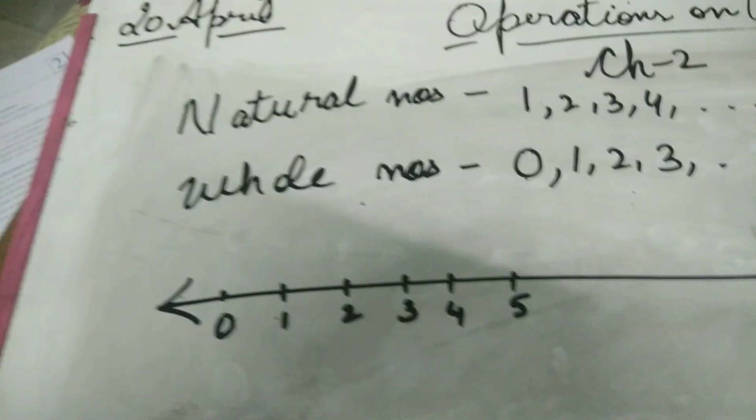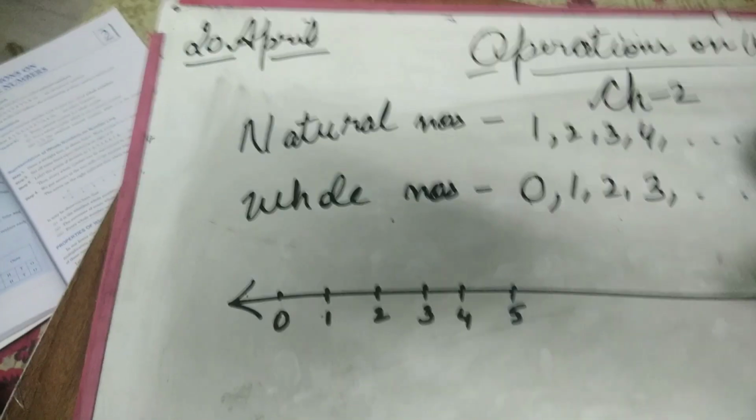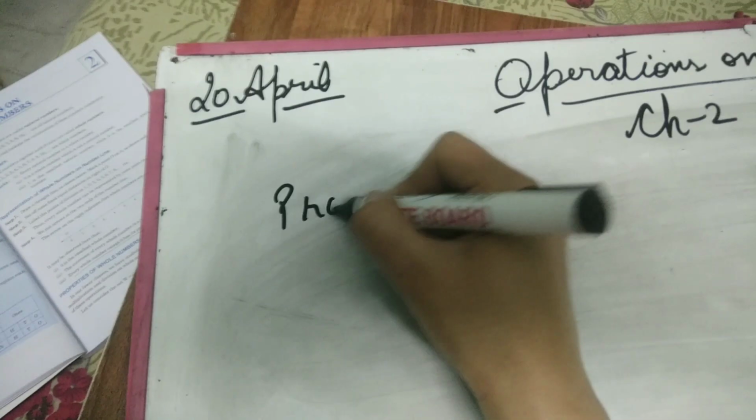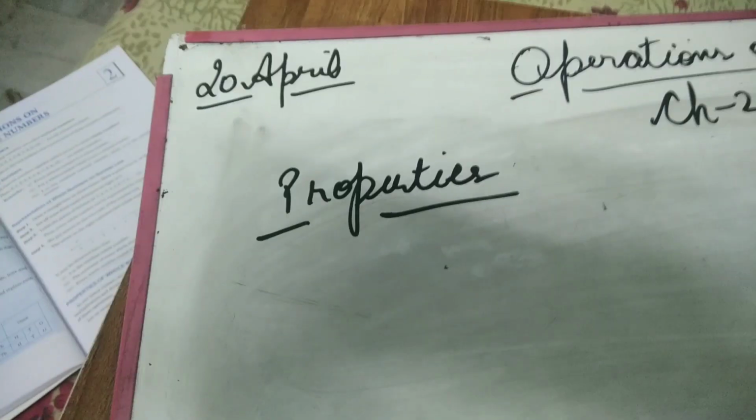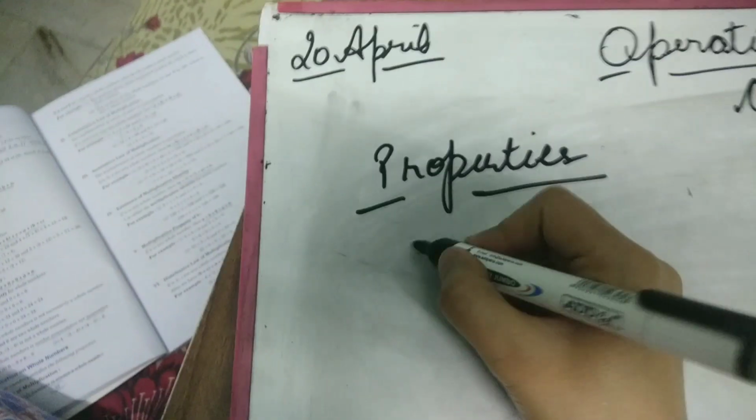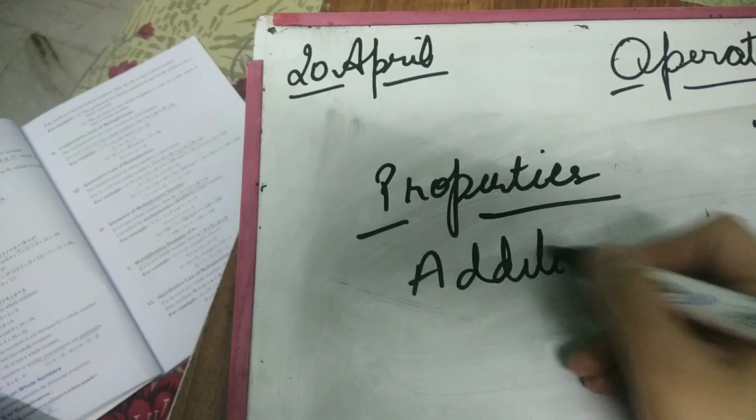Now the main thing we will be discussing is the properties of whole numbers. Regarding the properties of the whole numbers, first of all we have the properties of addition. I will be explaining the properties of addition in short.